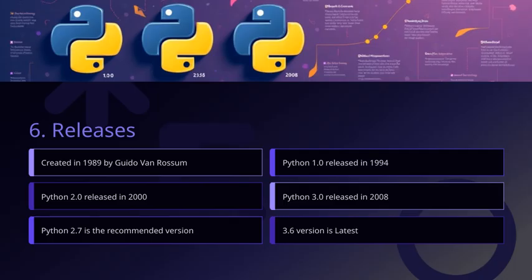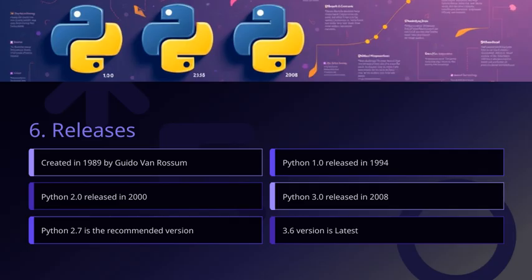Python was created back in 1989 by Guido van Rossum, which marks the beginning of its journey. Then, in 2000, Python 2 was released, bringing in many new features and improvements. Among the Python 2 versions, 2.7 is considered the most stable and recommended for use today. Going further back, Python 1 was introduced in 1994, laying the foundation for what was to come.